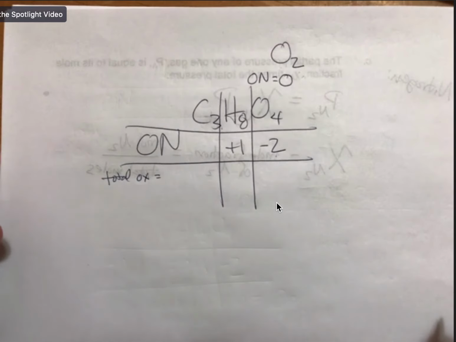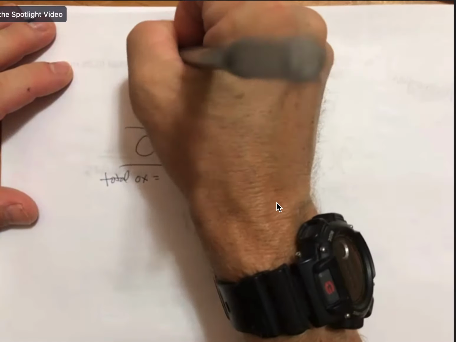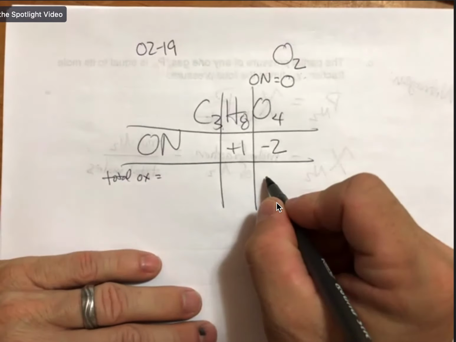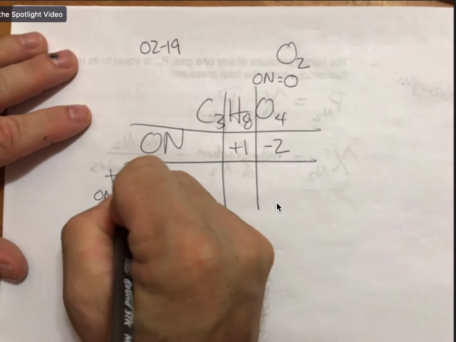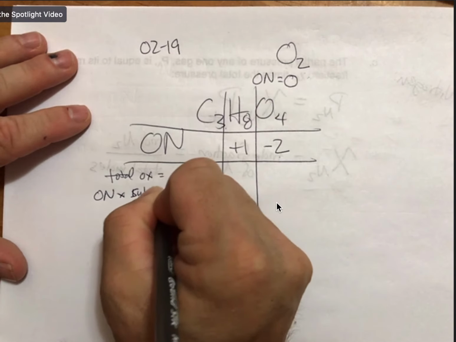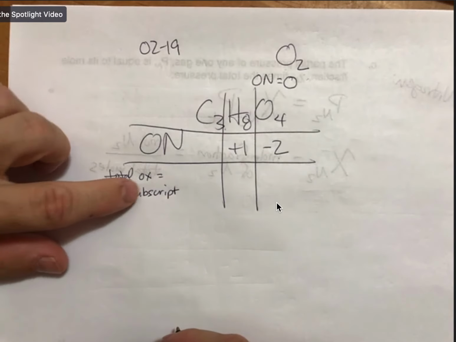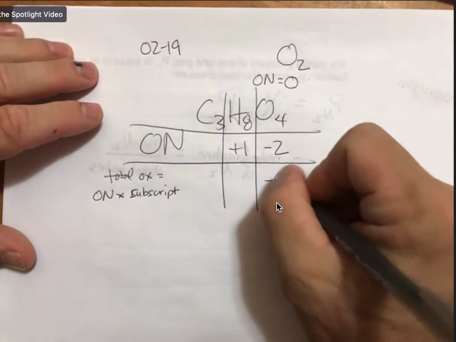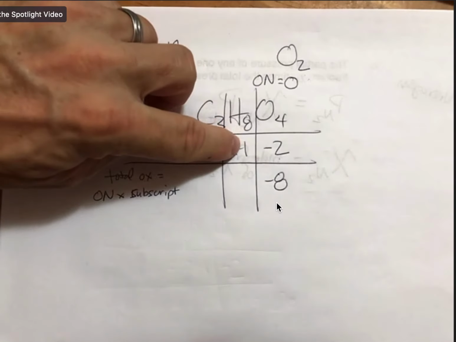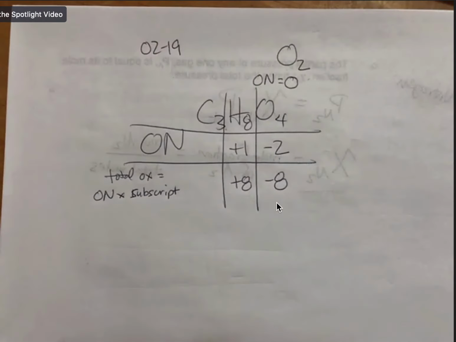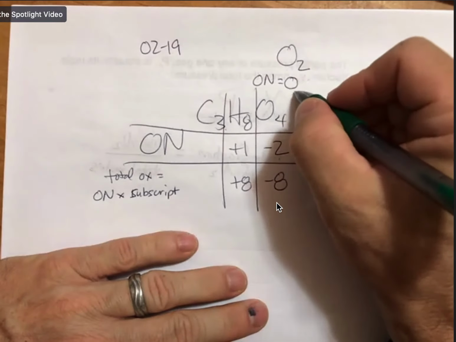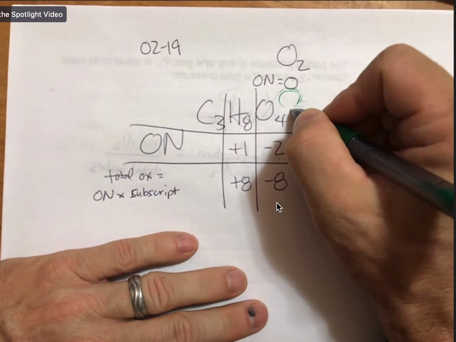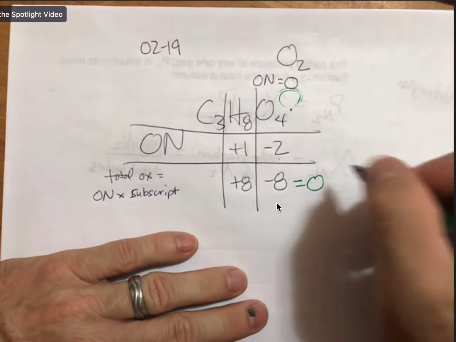Question, was this exercise on the homework? Yes. This was, I think, O2-19. So the total ox is the oxidation number times the subscript. Oxidation number times subscript. So -2 times 4 is -8. +1 times 8 is +8. And then the next thing we say is, if there's a charge, it's going to be up here somewhere. With no charge, there's nothing there, so we set this equal to 0.